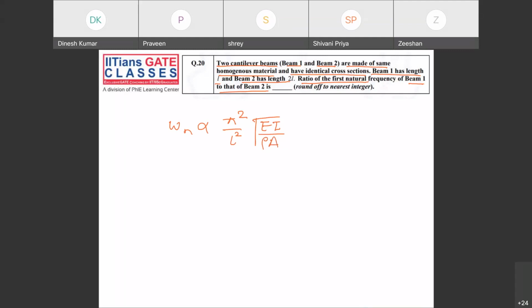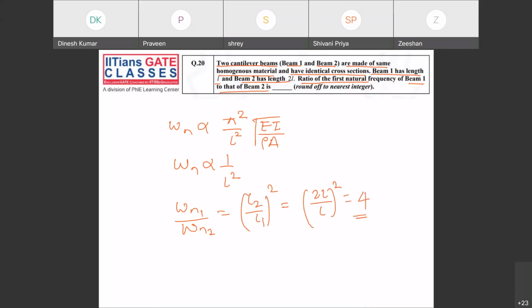Now since the material is same, cross section is same, your omega n, only what is changing? Length. So omega n is directly proportional to 1 by L square. So omega n1 upon omega n2 will be what? L2 by L1 whole square. So what is the L2? It is 2L by L. So it is 4.